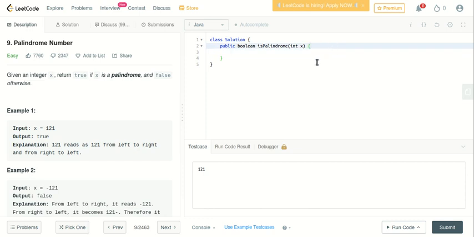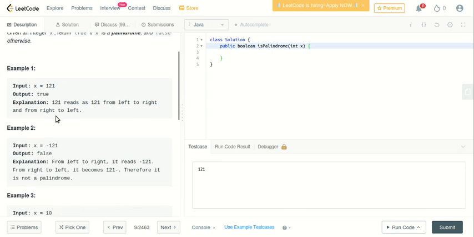I am your host Amit, and today we are going to discuss the palindrome number problem. So, what is stated in this problem? Let's try to figure that out. Given an integer x, return true if x is a palindrome and false otherwise.